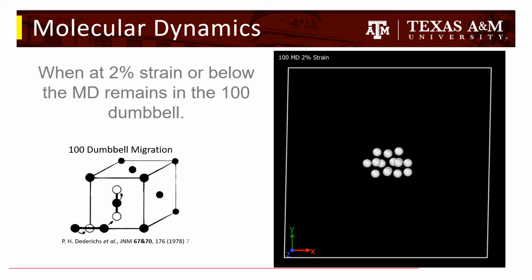So we've examined the energies and found that yes, the energy structure does change with strain. But does that mean how the defect migrates through the lattice changes as well? Here you can see a molecular dynamics simulation of the 100 dumbbell. First, a 2% strain is applied, and then the defect is kept at a constant 300 Kelvin to see how the defect migrates. 2% appears to be the transition point, as the defect keeps swapping between different orientations of the 100 dumbbell.